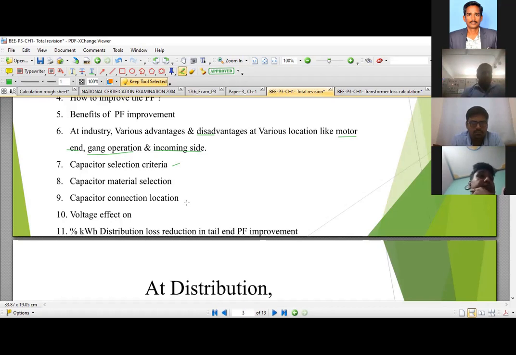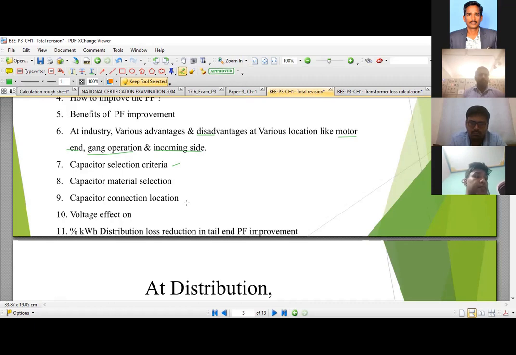Suppose we are using a series capacitor, where do we need to connect it? What is the purpose of a series capacitor? Voltage boosting, used in transmission lines. And the voltage effect: if you install that capacitor and the site voltage and rated voltage are different, what is the voltage effect?